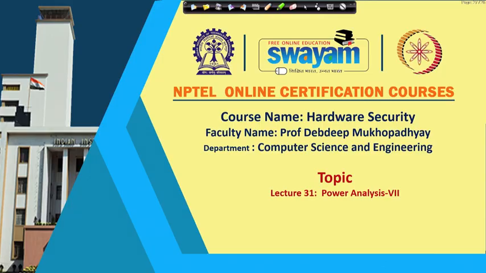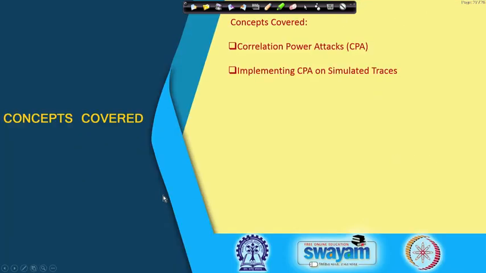So, welcome to this class on hardware security. We shall be continuing our discussions on power attacks. In particular, we shall be talking about how to understand CPA, or correlation power attacks, and we will be trying to see how we can implement CPA on simulated traces.